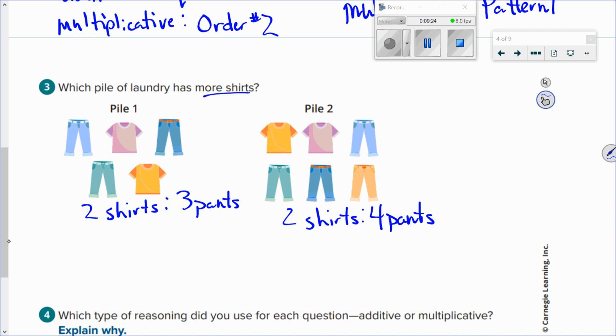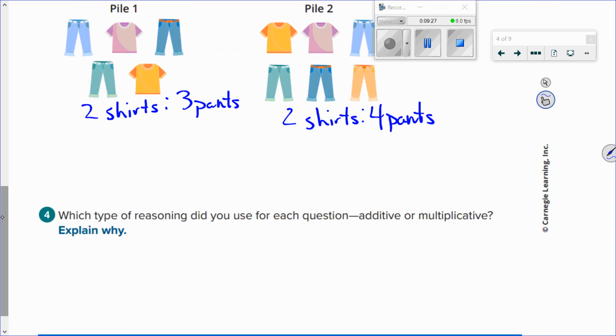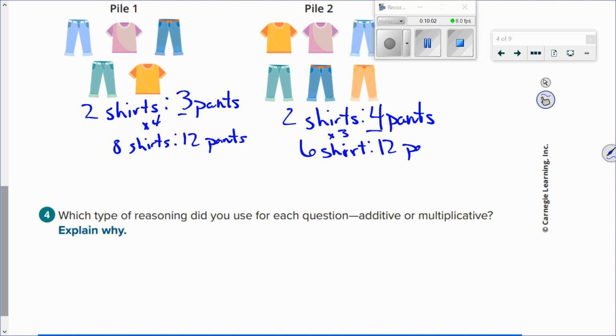Interesting, okay. So, once again, if I want to compare to the same amount, if I get 4 pants and 3 pants, where would that meet? Where would I find the same number of pants? 12, right? Yeah, 12. So I would multiply this by 4. That would give me 8 shirts to 12 pants. I would multiply this one by 3, gives me 6 shirts to 12 pants. Like how you get a fraction.